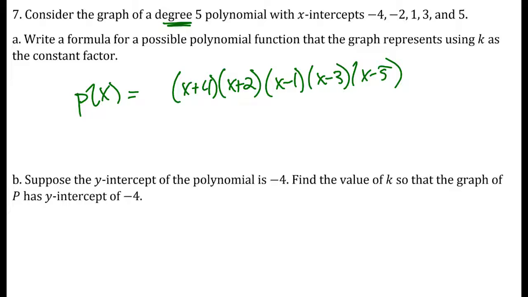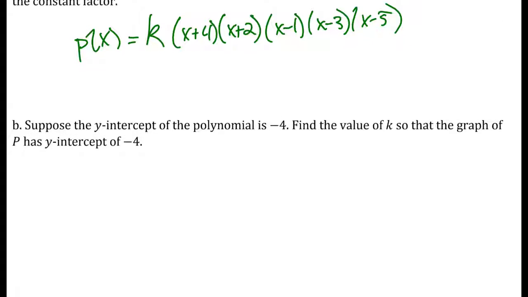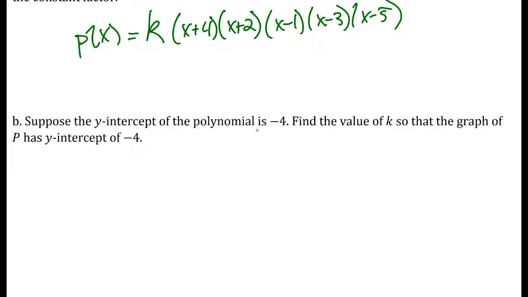But there's infinitely many polynomials that have those zeros because I can just change the leading coefficient. I can change the leading coefficient there. So suppose the y-intercept of the polynomial is negative 4. So when x equals 0, y equals negative 4. Find the value of k. So now we can use this extra point to find the value of k.